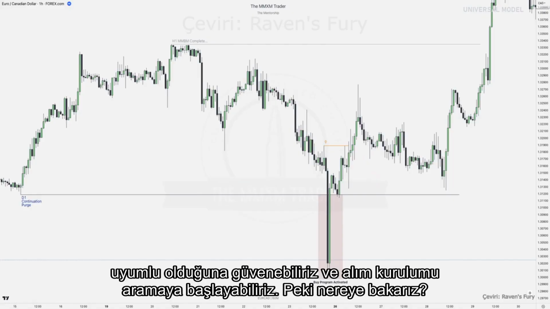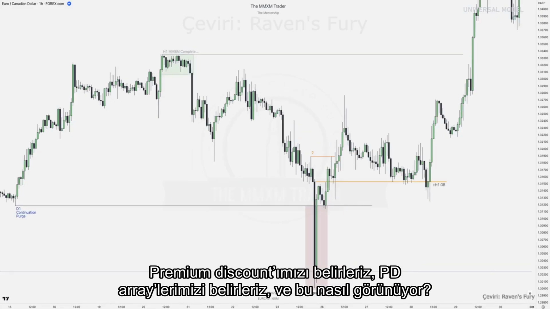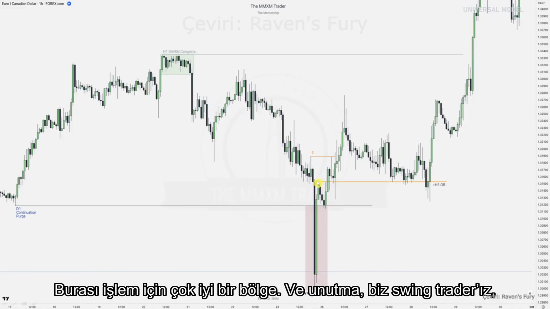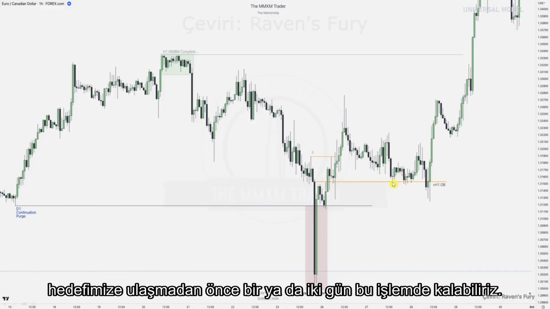So where do we look? We outline our premium discount, right? We outline our PD arrays, and how does that look? So over here we outlined that 1 hour order block right after that break of structure. This is a very good area to get in on a trade, and remember we are swing traders, right? So we can hold our trades a couple of days, so we can enter on that order block and sit in this trade for 1 or even 2 days before we hit our target.